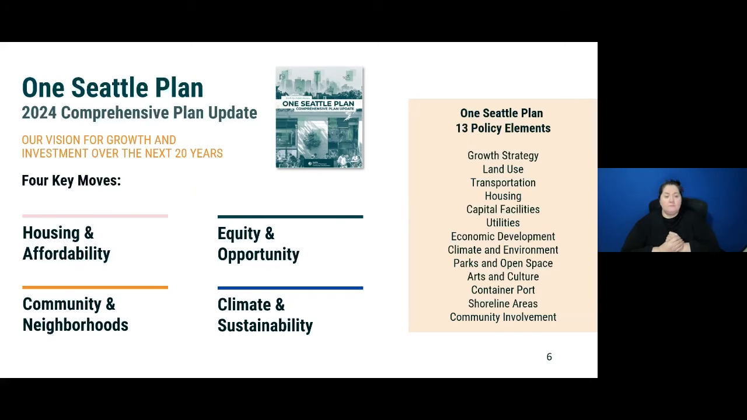We are going to focus primarily on the growth strategy and housing, but I do want to acknowledge and point your attention to the full range of policy topics, their goals and policy statements in 13 different policy elements that are in the draft plan, everything from transportation to capital facilities, economic development, arts and culture, and others. There are four key moves or themes that you will see reflected in these updated policy elements. They include promoting housing and affordability, equity and opportunity, community and neighborhoods, and climate and sustainability. After we talk about the growth strategy, I'll come back and describe for you several of these new and revised policy elements and highlight the four key moves that are addressed in them.